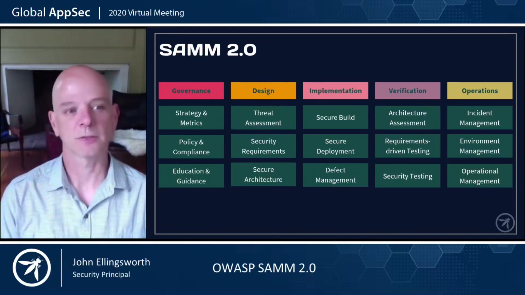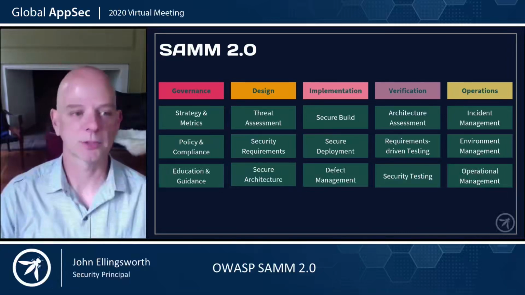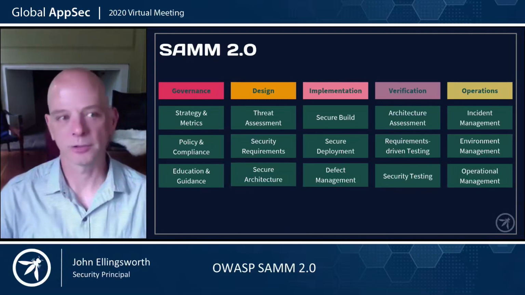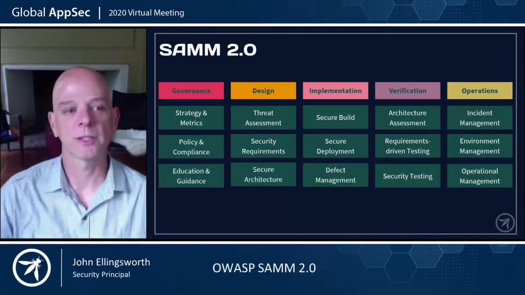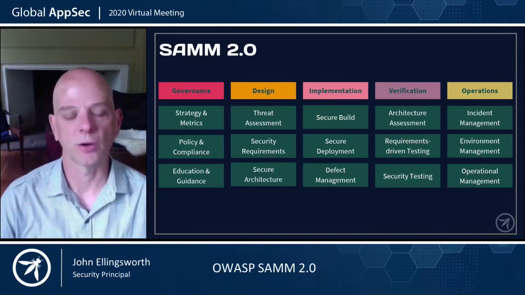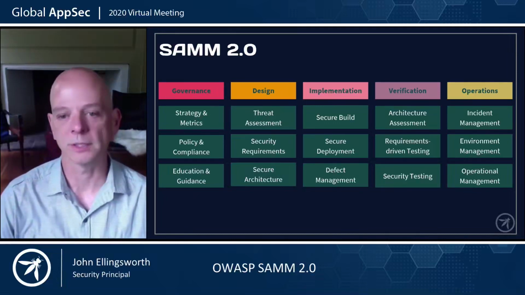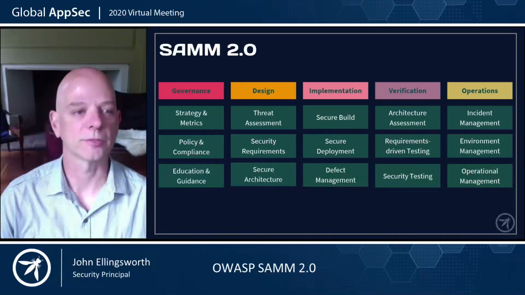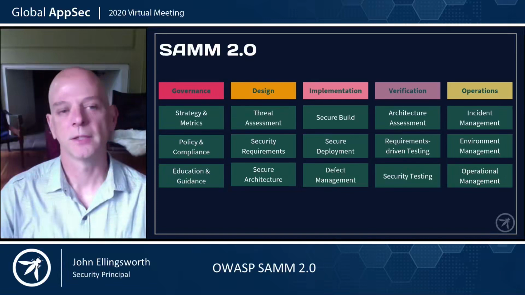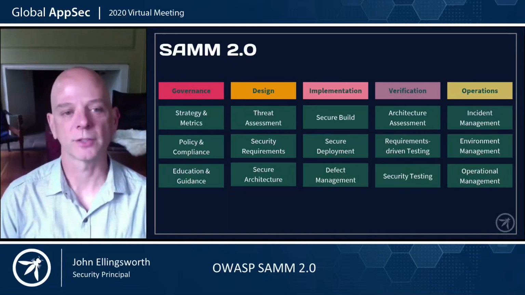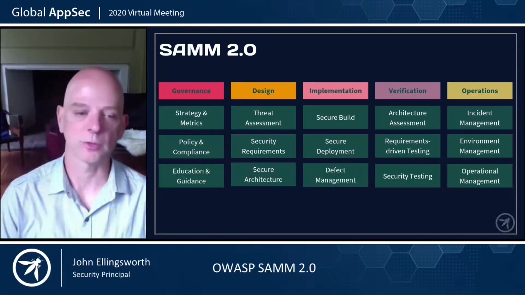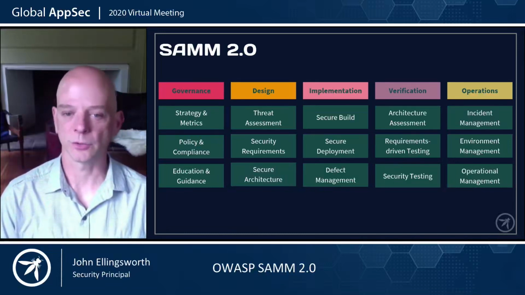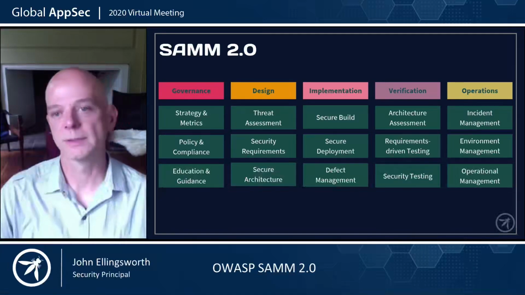Within governance, we have strategy and metrics, policy and compliance, and education and guidance. Those are things that leadership tends to be most interested in. So a strong emphasis on establishing those early as part of your maturity plan is a good way to set the framework up in your organization. Design, a critical phase: threat assessment, security requirements, and secure architecture, foundational components to that. Implementation consists of secure build, secure deployment, and defect management.